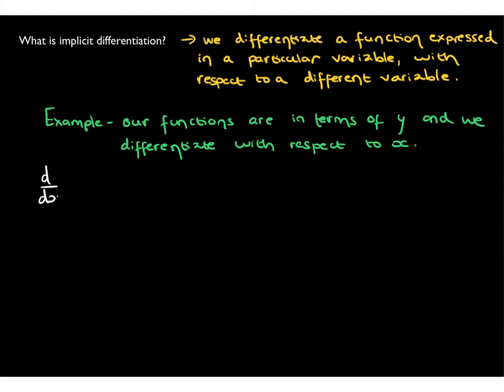D by dx, so I'm differentiating with respect to x, and I'm going to differentiate y with respect to x. Now, what do I get if I differentiate y with respect to x? I get dy by dx, and that's all I can write down. I can't go any further than that, because I'm differentiating y with respect to x, and the result of that is dy by dx. Now, this is really interesting because it actually shows you that the reality is you have been doing implicit differentiation for quite some time. You just perhaps haven't really realised it.